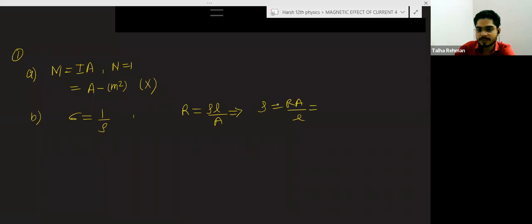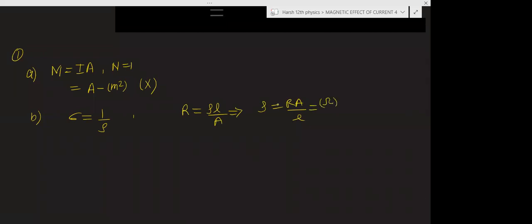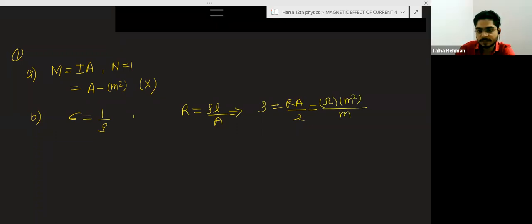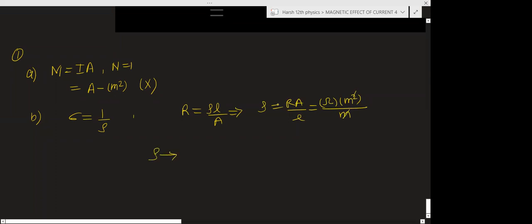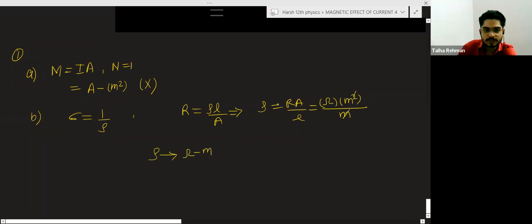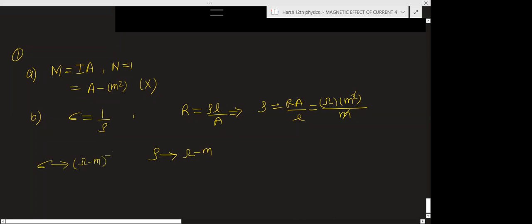The unit of resistance is ohm, the unit of area is meter square, and the unit of length is meter. So meter square and meter will be cancelled, it will be ohm meter. So this is 1 by rho, so the unit of sigma will be ohm meter inverse. So this option is also not correct.